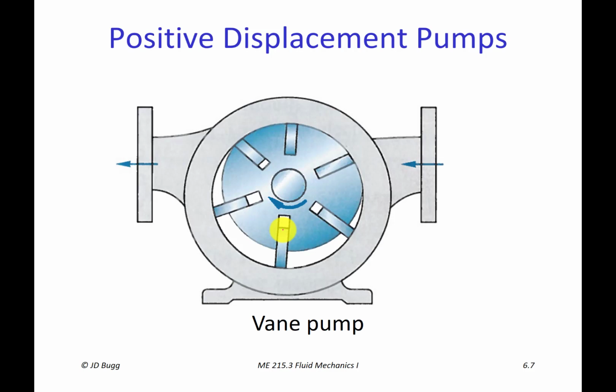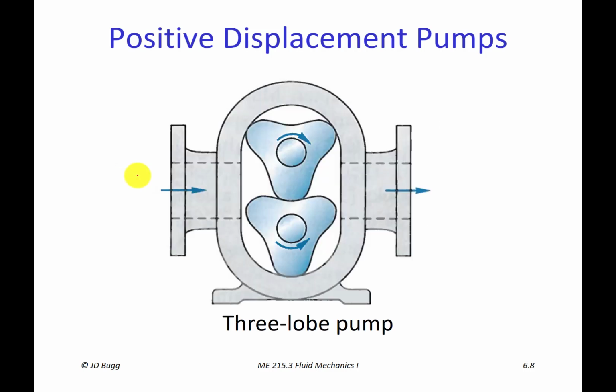A vane pump is very similar to a gear pump, only there's only one rotating element in it. And these vanes, which are these six plates here, go in and out of the rotating hub. There's usually a spring in here or something forcing them against the outer housing. As this rotates in the clockwise direction, fluid is trapped in there and it's mechanically pushed to the discharge. So here the flow is from right to left. So that's a vane pump.